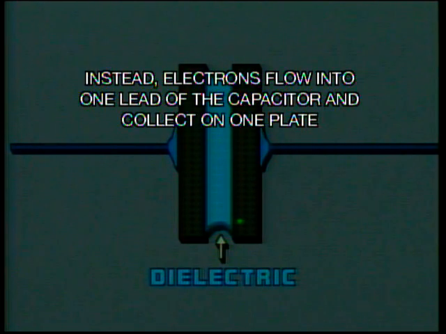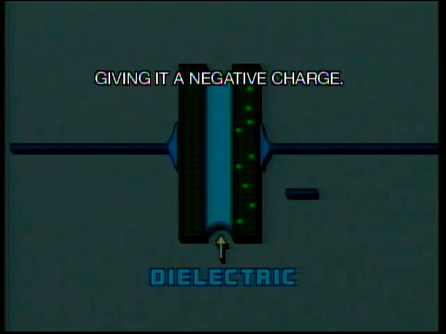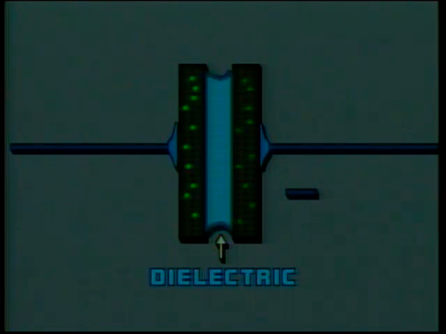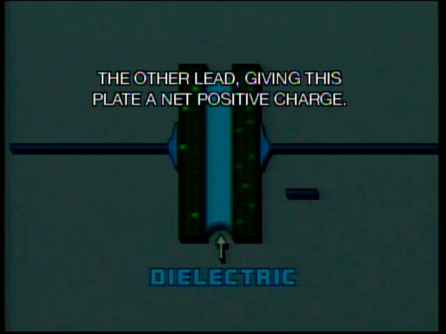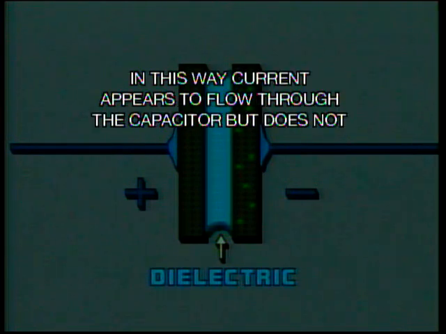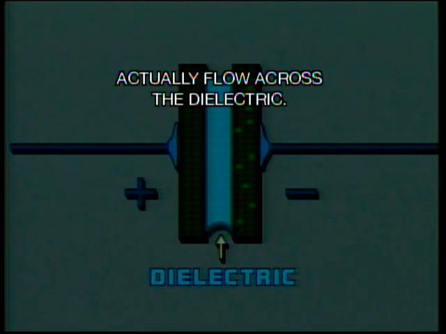Instead, electrons flow into one lead of the capacitor and collect on one plate, giving it a negative charge. An equal number of electrons flow from the opposite plate and out of the other lead, giving this plate a net positive charge. In this way, current appears to flow through the capacitor, but does not actually flow across the dielectric.